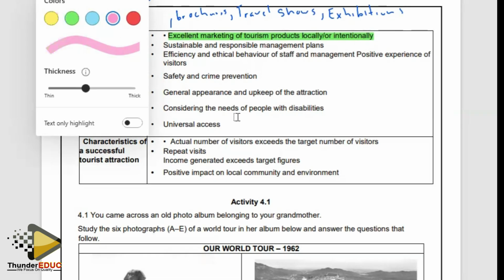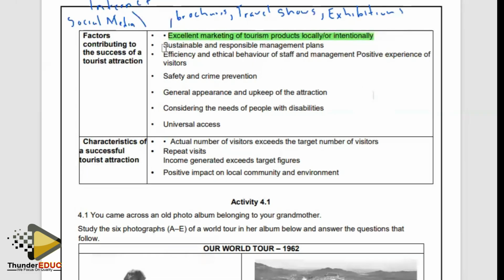The next factor is sustainable and responsible management plans. When you talk about this factor, we also need to include things like the 3 pillars of sustainable and responsible tourism. The 3 pillars are people, the planet, and profit.